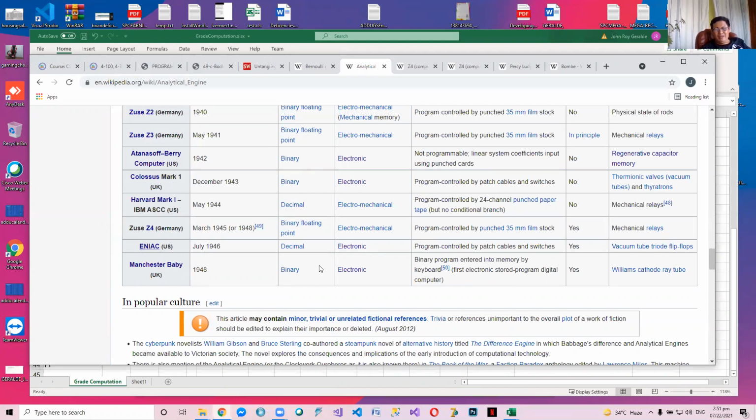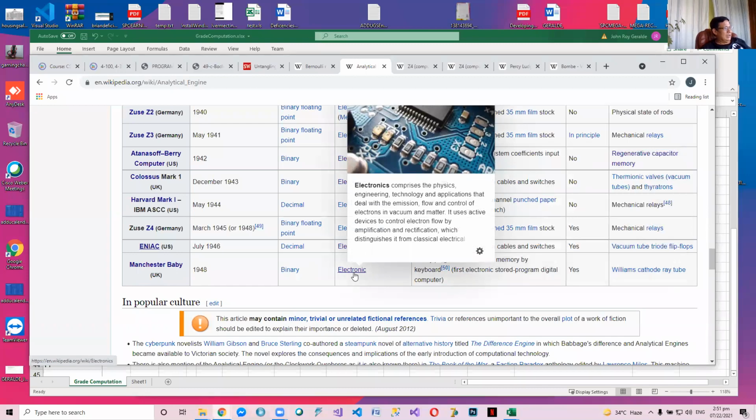Bear this in mind, that's a trivia in computing. The first computer with a keyboard came in 1948. It is the first stored-program digital computer. Meaning, the programs are not running on the punch card. Do you follow? The programs are not running on the punch card, but it's running in memory. Cathode ray tube memory. So it's now fully electronic.